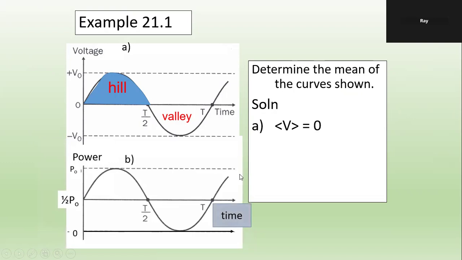Same power, same graph, but I now displace it. This is zero. This is the half P naught graph. This is P naught. So what's the mean value? Same idea? Zero. Oh no, half P naught. Take half of this P naught hill and place it in this valley, and you get half P naught.